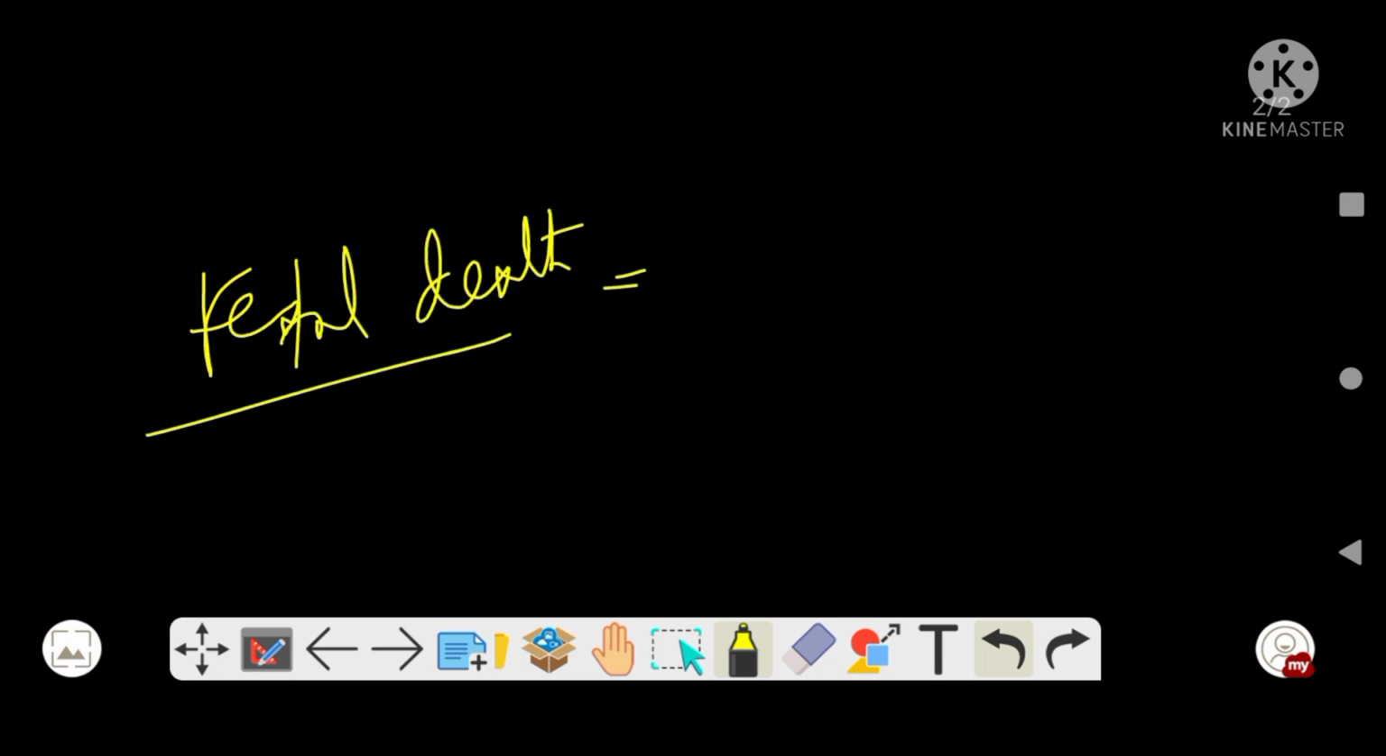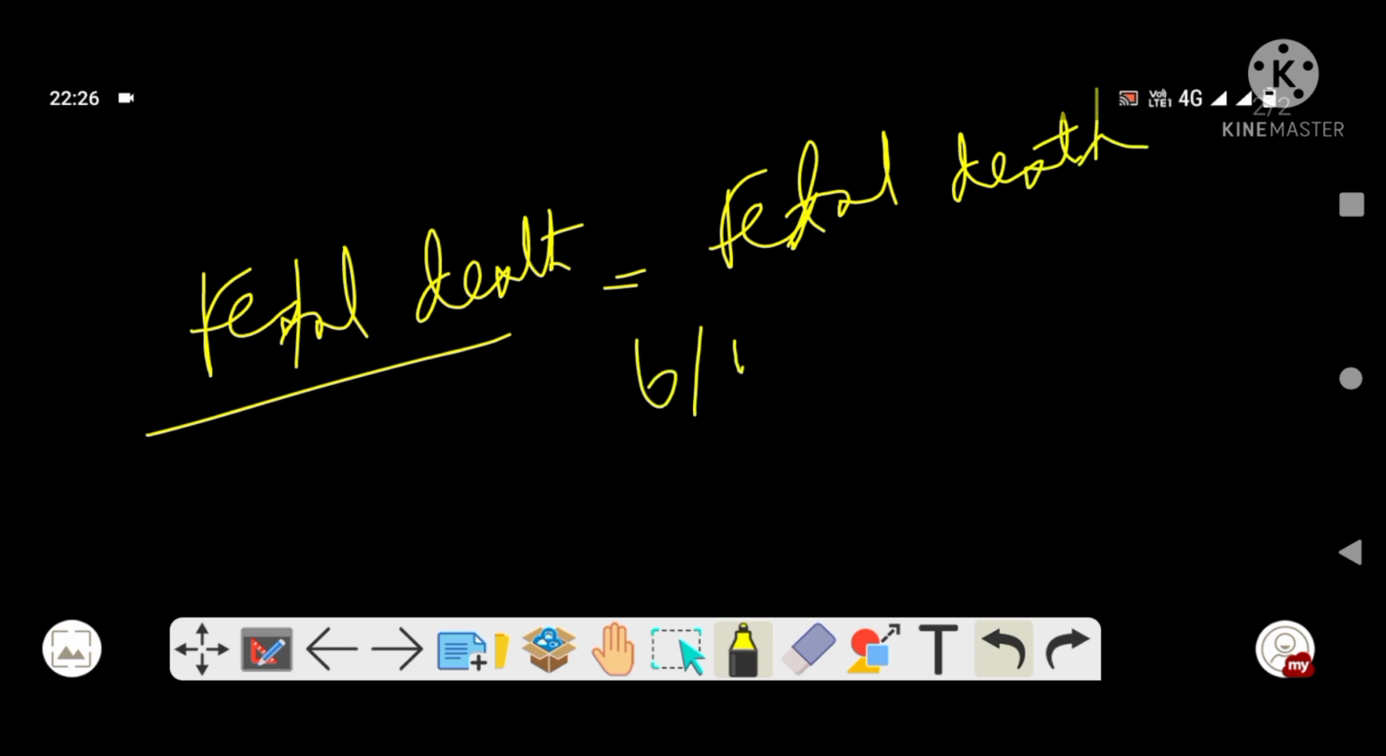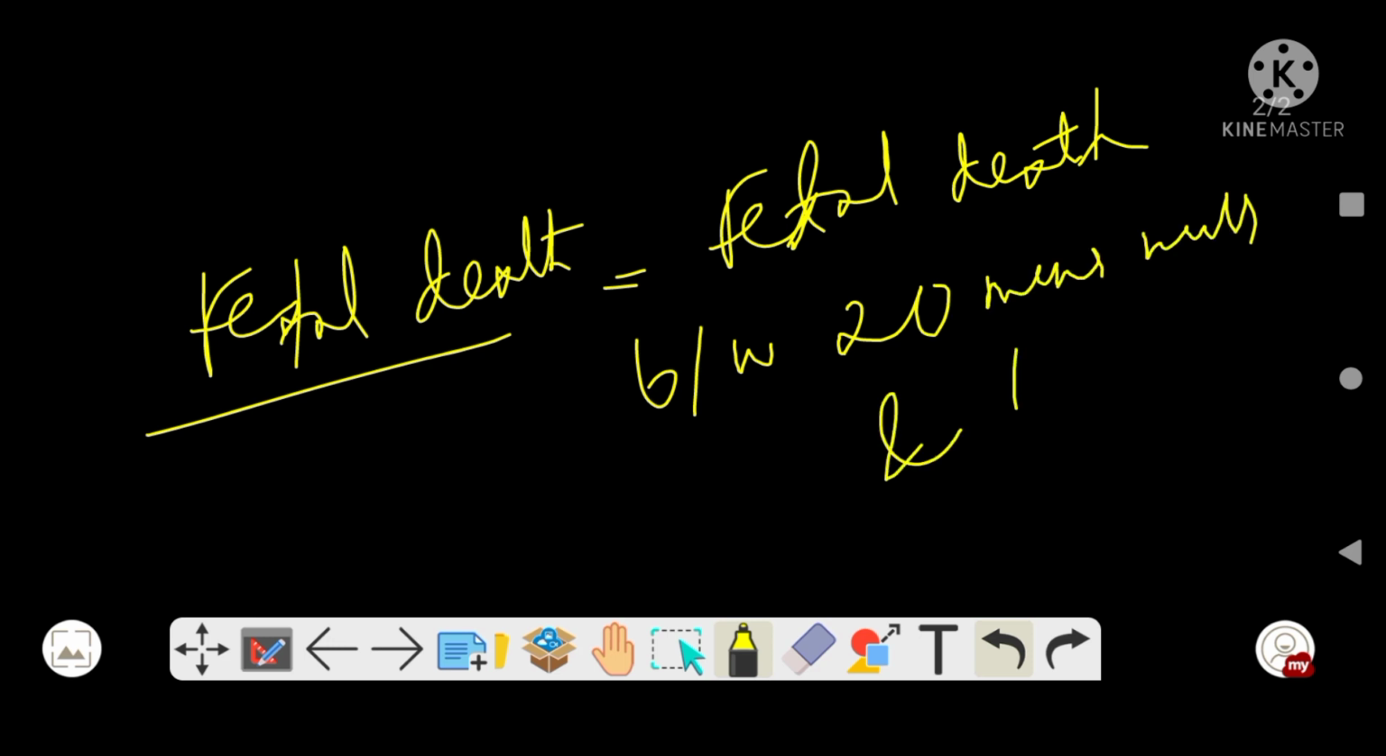Fetal death is your death of fetus between 20 menstrual weeks and birth. Just see the progress, right? I am writing from this one in order. So fetal death is a death of fetus between 20 menstrual weeks and birth.